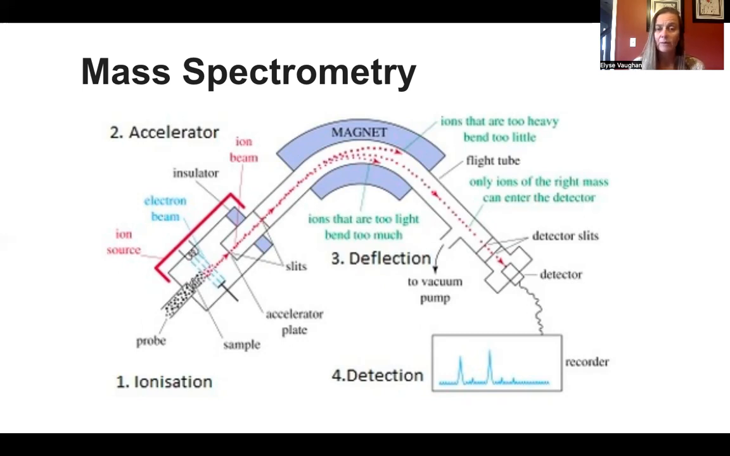Then we send it through an accelerator, and it goes through a bent magnetic field. Depending on the charge to mass ratio of the particle, the heavier ions are not going to bend as much, the lighter ions are going to bend more, and the other ions are going to go straight through. And so what we see are these peaks, these spectra, that give us an indication of how many of the more bent, less bent, and central ions that we have.